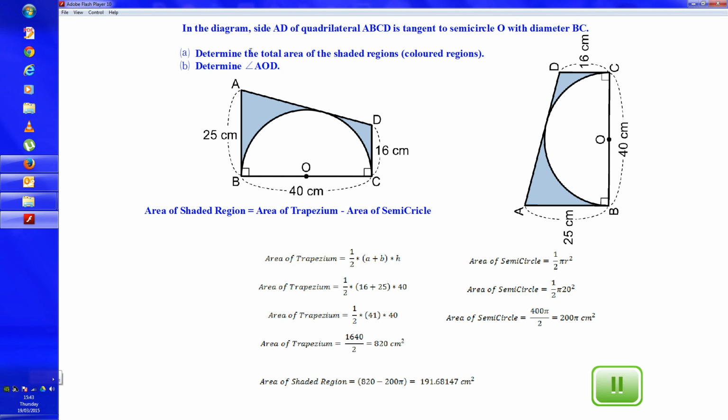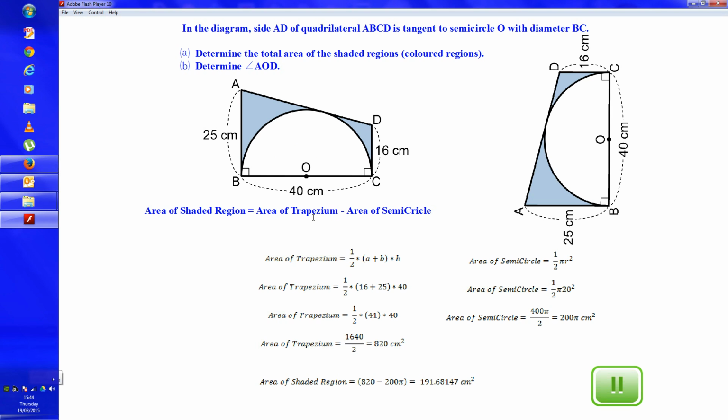Question A. Determine the total area of the shaded regions, colored regions. This is the blue section here and here. We need to determine this colored section here. Question B. Determine the angle AOD. Angle AOD, the angle that's made at the center of the circle between AOD.